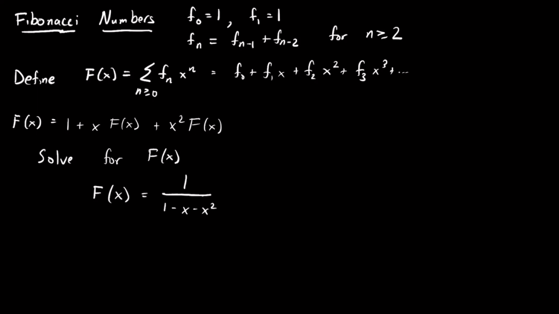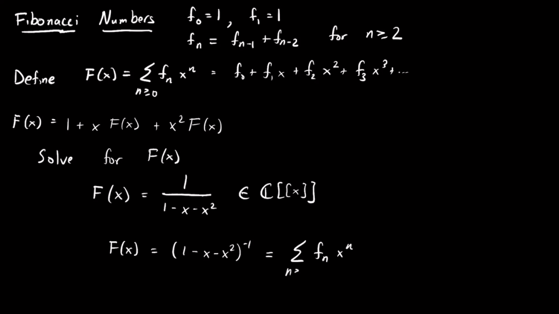It's telling me that, again, I'm viewing this as a formal power series. And this is telling me that f of x is the multiplicative inverse of 1 minus x squared inside of this ring of formal power series. Okay, and the thing to remember is that the multiplicative inverse of 1 minus x squared is going to be a power series, so it's going to be an infinite sum. And in particular, it's the infinite sum given by f sub n x to the n, where n is greater than or equal to 0 by definition.